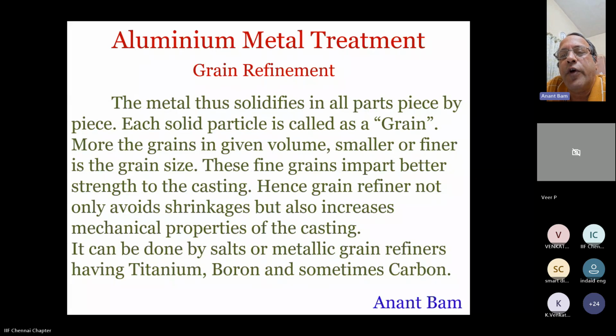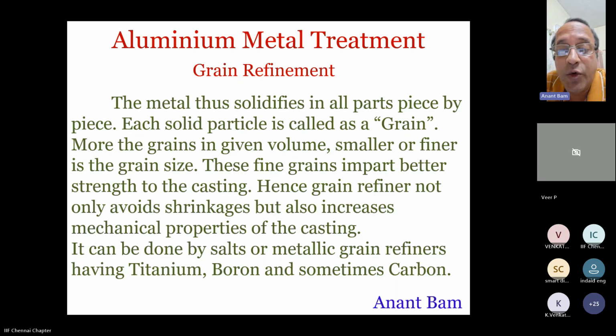This is the write-up of whatever I explained. The metal thus solidifies in all parts piece by piece. Each solid particle is called a grain. The more the grains in a given volume, the smaller or finer the grain size. These fine grains impart better strength to the casting. Hence, grain refinement not only avoids shrinkage, but also increases mechanical properties of the casting.